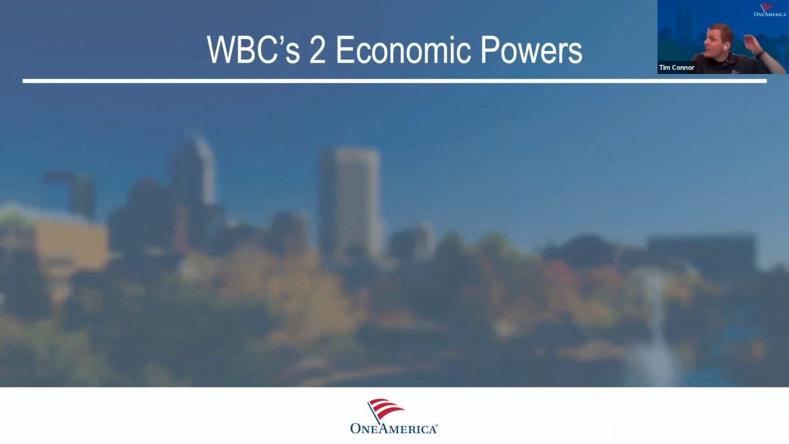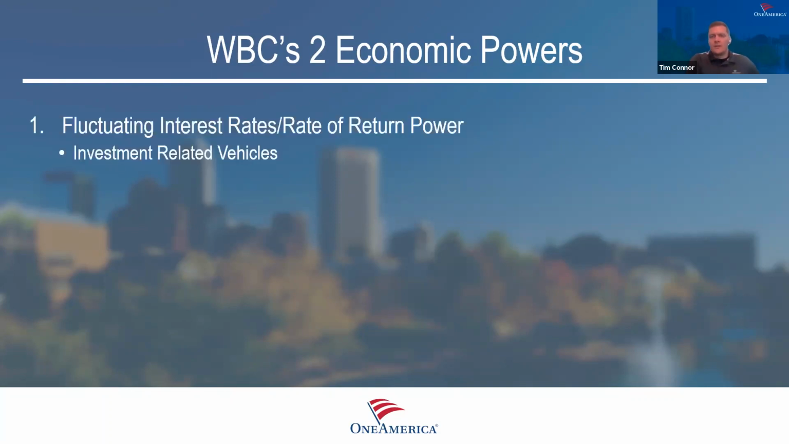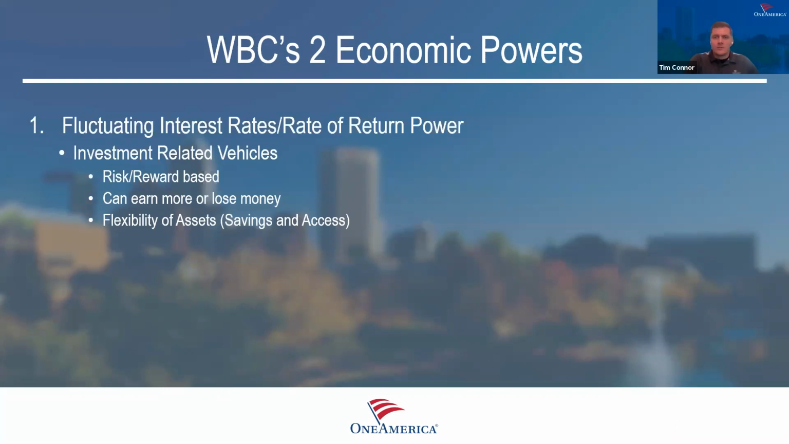All right. So one thing I did like about WBC is that they structure it from a two economics power standpoint, because I think this is something that we can all conceptually see and recognize, and it helps understand the risks associated with retirement, right? The two functions that we will need, or that we can factor into our overall portfolios. The first one is the fluctuating interest rate or rate of return power. These are your investment related vehicles. These are great asset accumulators, right? So this helps us generate or build assets from now until retirement. Now with these, it's all about risk versus reward, right?